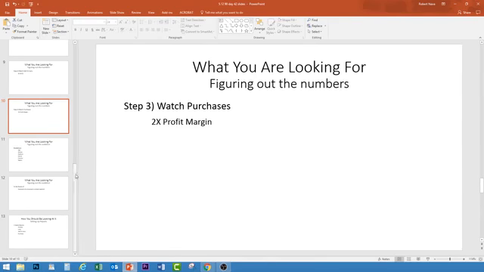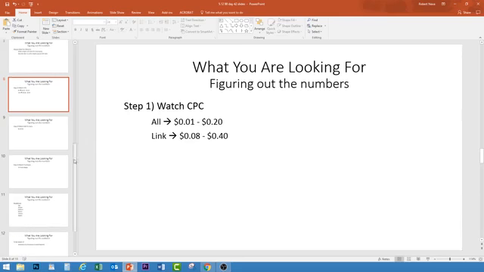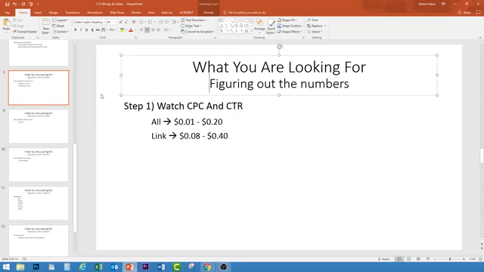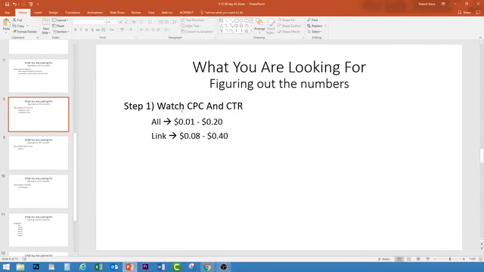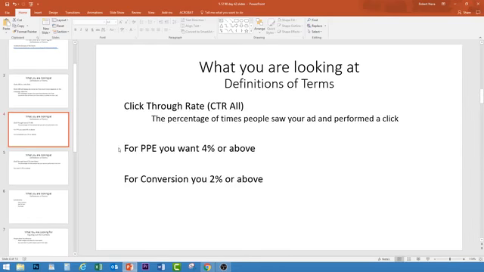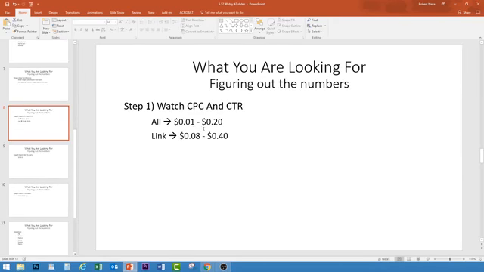Okay. So step one is to watch your cost per clicks. Well, I guess I had the click-through rate in there, so I'm going to put it back in there. CTR, because we talked about the CTR back here, right? So you're going to watch your cost per clicks, but you're also going to make sure that your click-through rates are within the boundaries of these. If it's a page post engagement, you want above a 4%. If it's a conversion campaign, then you want above a 2%, right? So you're going to pay attention to those. That's step one.